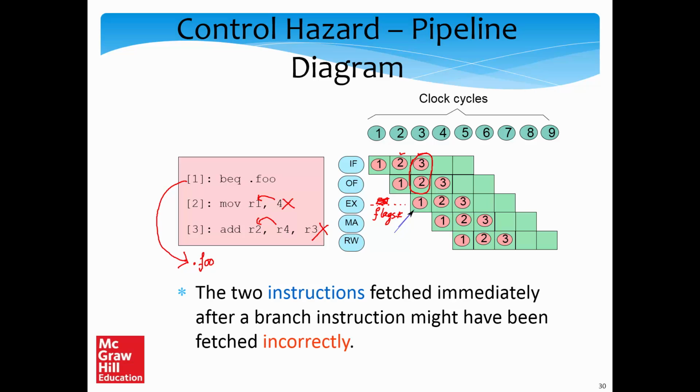So if the branch is taken, there has to be a method of cancelling these instructions, killing them, such that they do not proceed down the pipeline. If they do, and if they are allowed to modify memory or to modify a register in the register file, then our state will get corrupted and the program will be deemed to have executed incorrectly. This is a situation that cannot be allowed. So this situation is referred to as a control hazard.